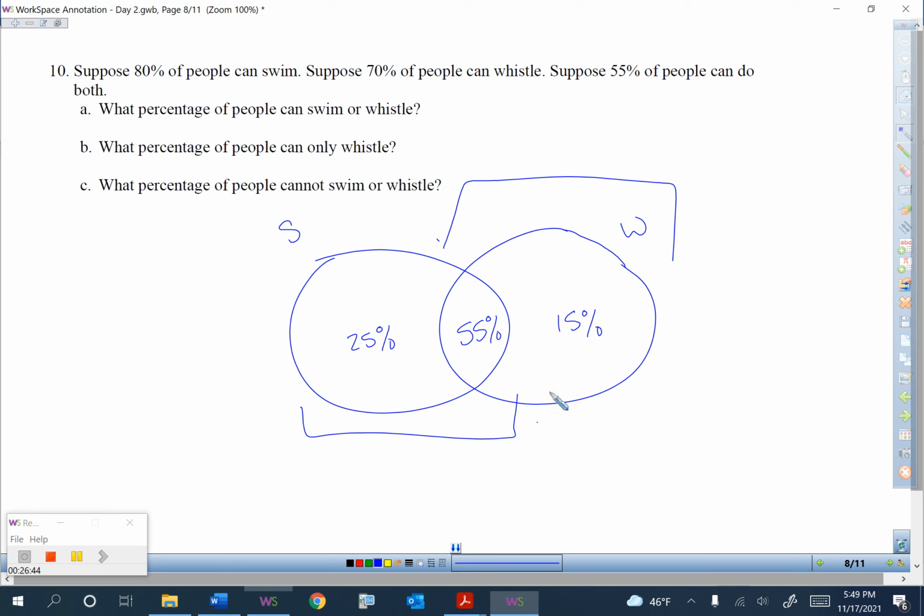With that in mind, we can answer these questions really quickly. Swim or whistle is our union, and that's 95%. You can get that by adding those up, or you can do it by taking those two and subtracting that off using the formula from your note card. Two separate ones subtracting off the intersection. Only whistle from your picture is 15%. And cannot swim or whistle is the complement of this thing up here. There's 5% of people left over in the box here, and that goes for our final answer.